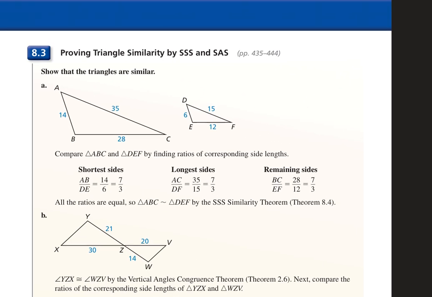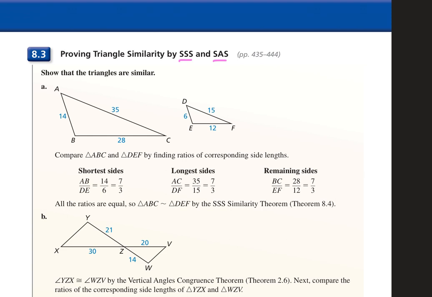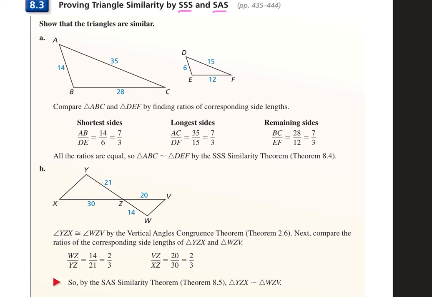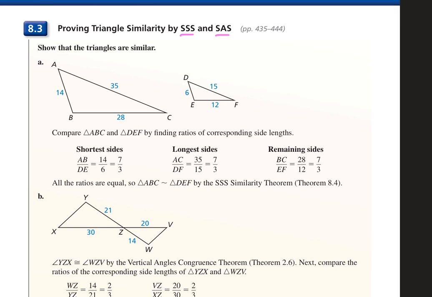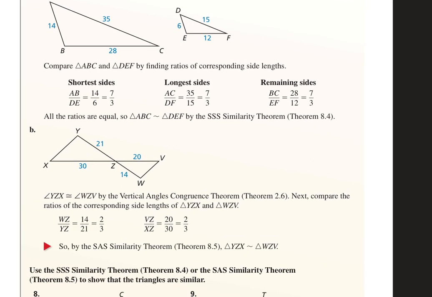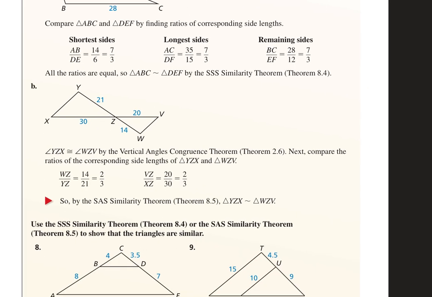All right, A3 then brought in side, angle, side similarities. So when you're looking at the directions, it just says show that the triangles are similar. For A, you'd have to show that they all line up. And for B, you'd have to show that the two pairs of sides are proportional and the angle between them, which would be your vertical angle, would be congruent.